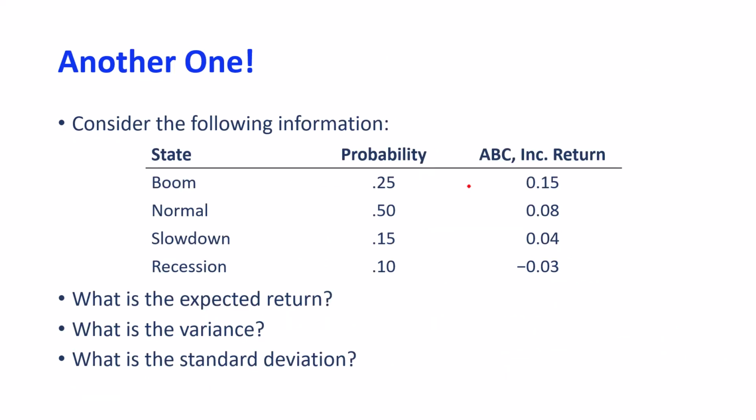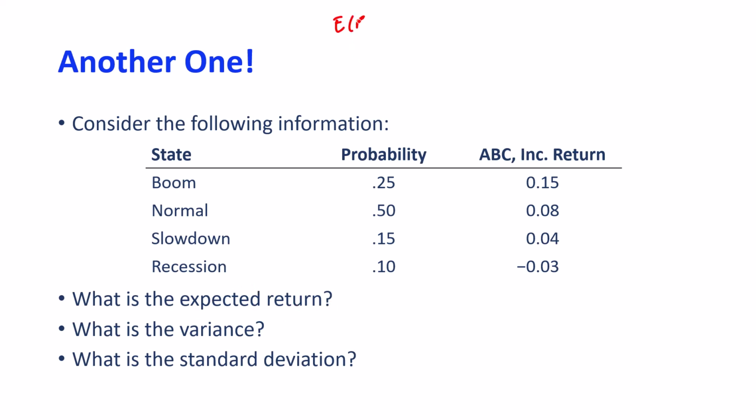Here we have 4 states of nature, 25% chance of a boom economy, 50% chance of a normal economy, 15% chance of a slowdown, and 10% chance of a total recession. And we have the corresponding return for each state of economy. So the way we need to do this, if you want to find the standard deviation, you need to find the variance. And to find the variance, you need the expected return. So expected return is your first step.